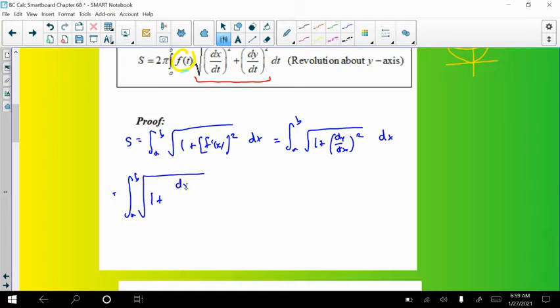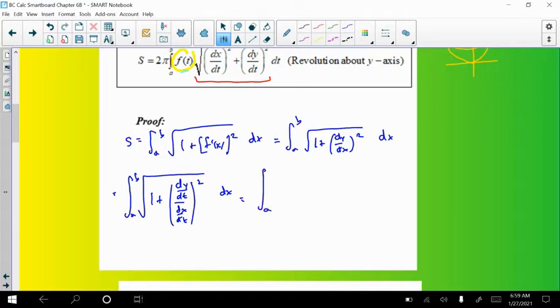Remember, you can find dy/dx parametrically by doing dy/dt over dx/dt, as a quantity squared. If we think about this complex fraction, I can really think about this 1 as dx/dt over dx/dt, or dx/dt squared over dx/dt squared. So we'll do that next.